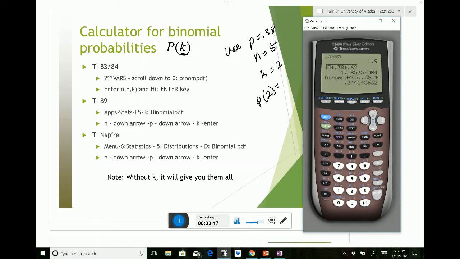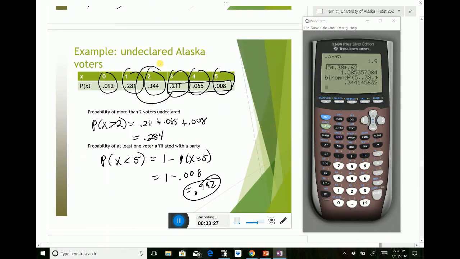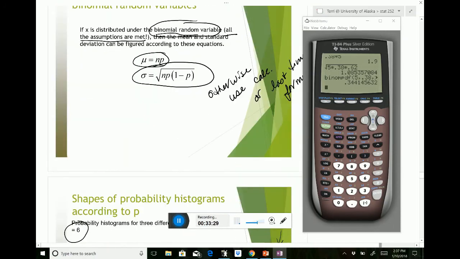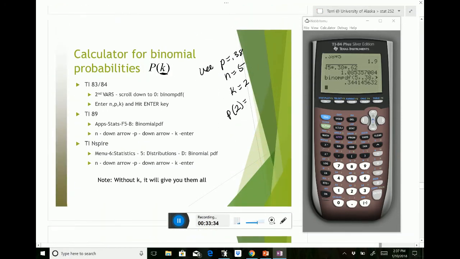You get your 0.344, which I believe is what we got before, correct? Let's make sure. 0.344, that is correct. So we got the same answer. And then I also wrote down TI-89 and Inspire. Now, I also said down here, without K, it will give you all of them.